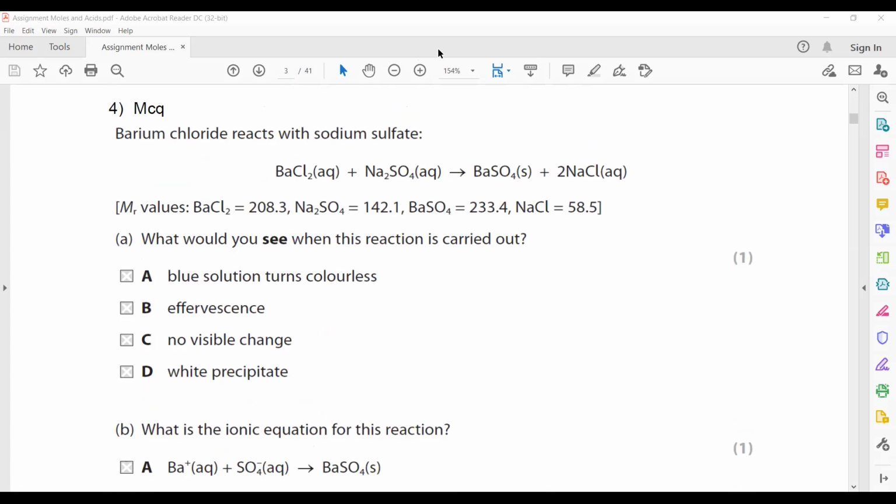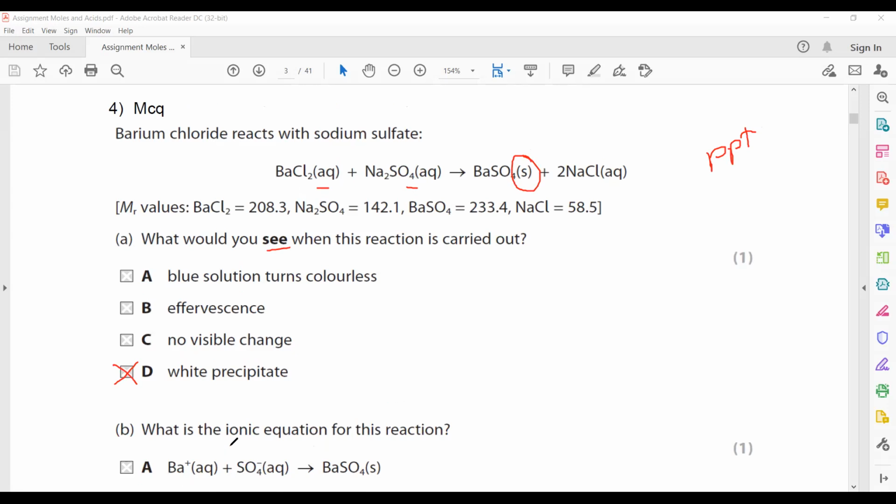Barium chloride reacts with sodium sulphate. So there is a reaction between barium chloride and sodium sulphate, both aqueous, and a solid is formed. This type of reaction is known as ionic precipitation. What would you see when this reaction is carried out? When two solutions are mixed together and a solid is formed, we'll see a precipitate. And what is the color of the precipitate? Because group 1, 2, 3 precipitates are white solids, so we will see white PPT.